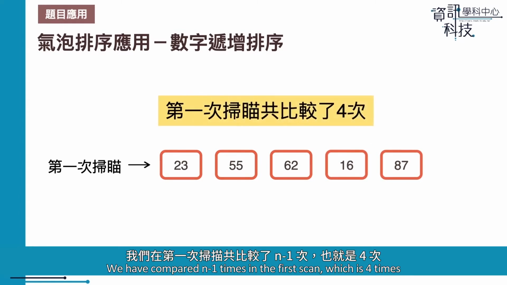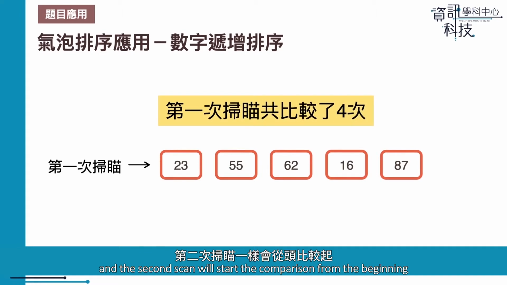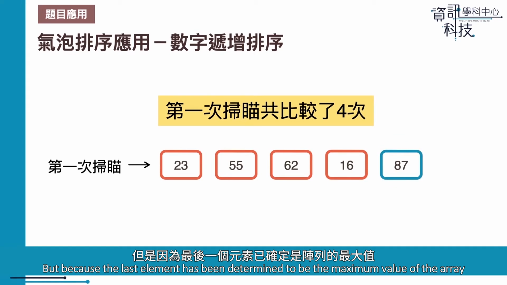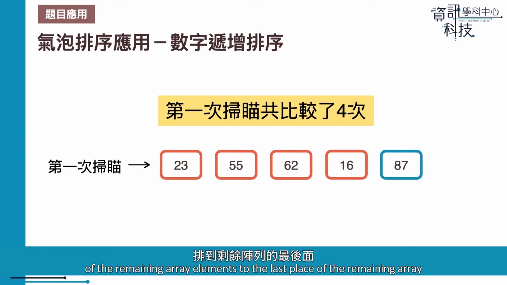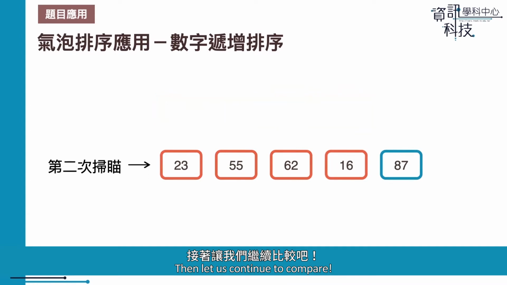We have compared n-1 times in the first scan, which is 4 times, and the second scan will start the comparison from the beginning. But because the last element has been determined to be the maximum value of the array, it only needs to compare 3 times to arrange the maximum value of the remaining array elements to the last place of the remaining array. Then let us continue to compare.